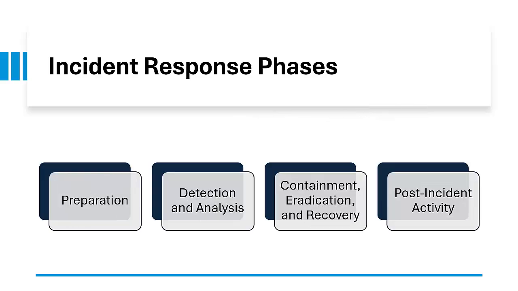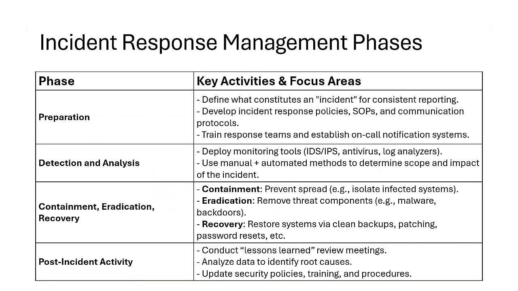So we're going to discuss each and every step again in detail, because I have a table here which gives you great visibility. You can see the first step is preparation, where we define the reporting structure. We develop the incident response policy, SOP, communication. We train the response team to establish the call notification. Then the second step is called detection, where we deploy monitoring tools, IDS, IPS. We use manual and automated methods to determine the scope and impact of the incident. And it is the stage where we confirm the incident.